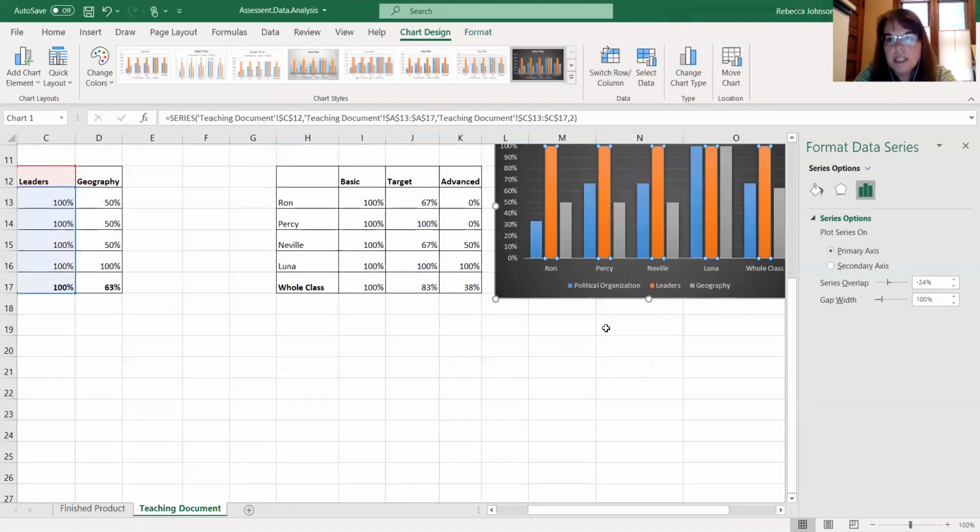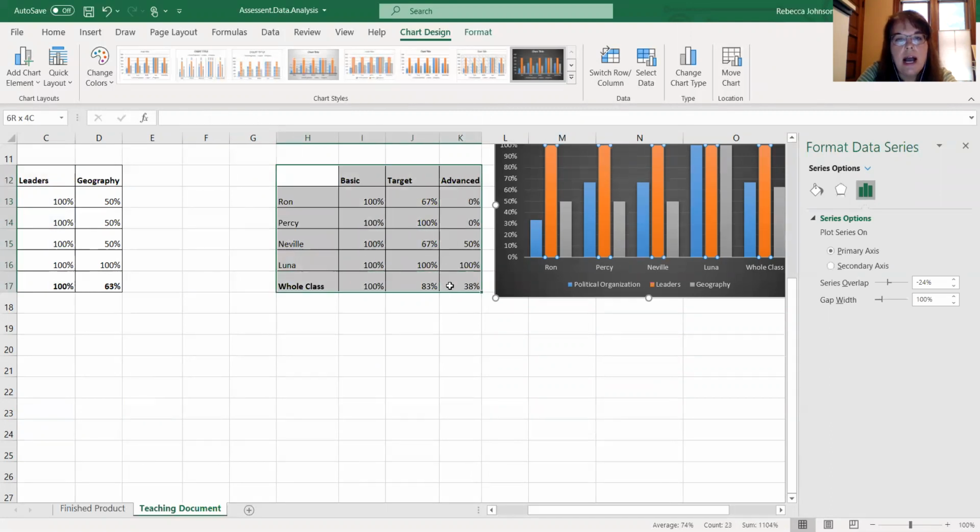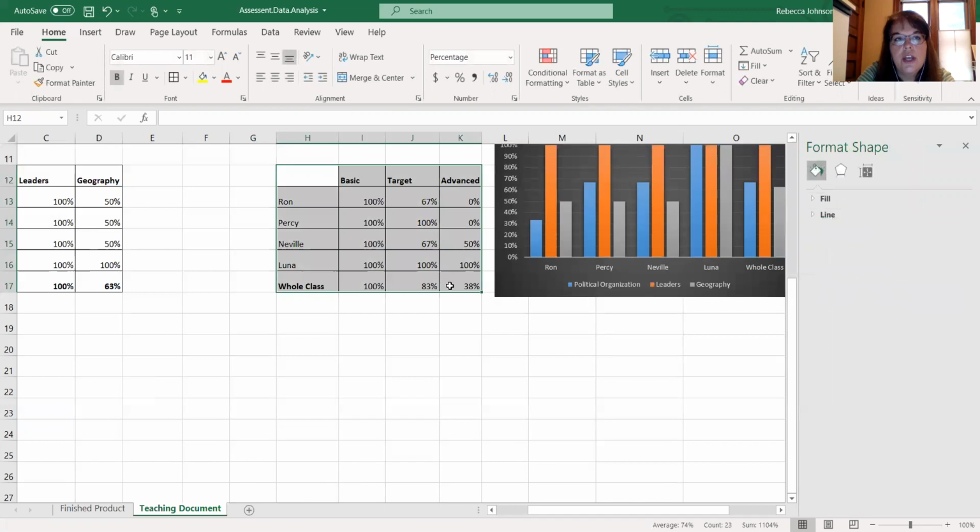Now I'm going to go through this again so you can see how you do it. Once you have it in this table, it's pretty easy to do. So I can now say, I'm going to select all this data. I'm doing the whole class because the edTPA has you analyze the whole class in relation to your individual students. So I'm always going to do how did the whole class do as well. So I highlighted the whole table.